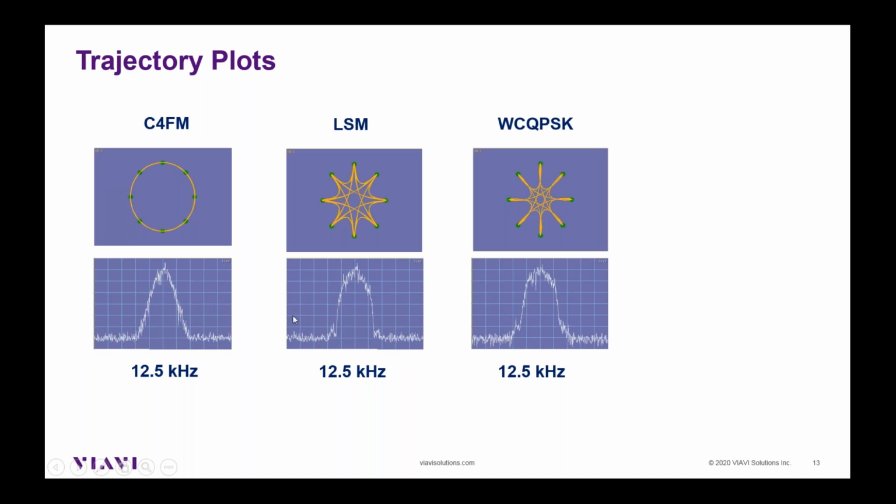This is another form from another manufacturer. It's called WCQPSK. Again, that's also a 12.5 kilohertz bandwidth. I might mention also another thing I can see on an LSM plot or a trajectory plot, and I'll use the LSM as an example, is that type of signal requires a linear power amplifier. If that amplifier were to go into compression, I would see the center of that diagram kind of try to spread out and look more like a circle. It'd be showing me that the power amplifier was in compression.